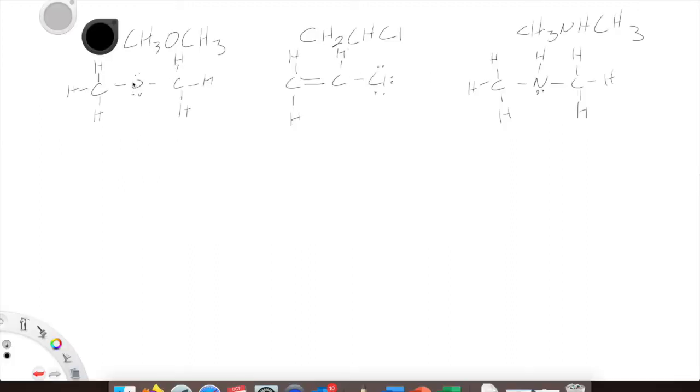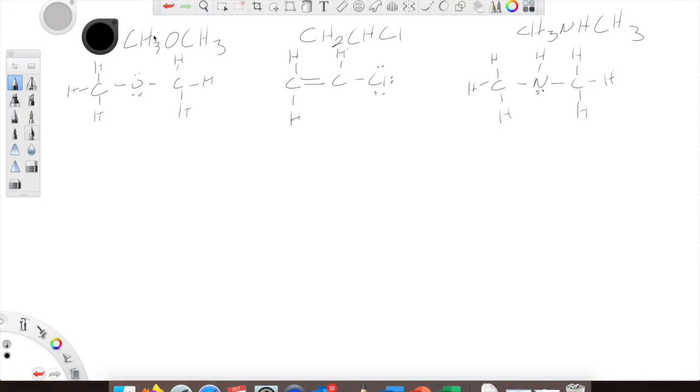Okay, so you can see here we have our 3 molecules, and we've already got the electron dot structures drawn. We've drawn these, shown you how to draw these in a previous video lecture. But we want to look at our molecular geometry. So let's look at our first molecule over here, CH3OCH3.